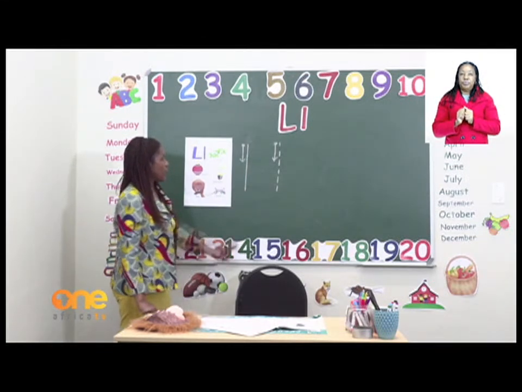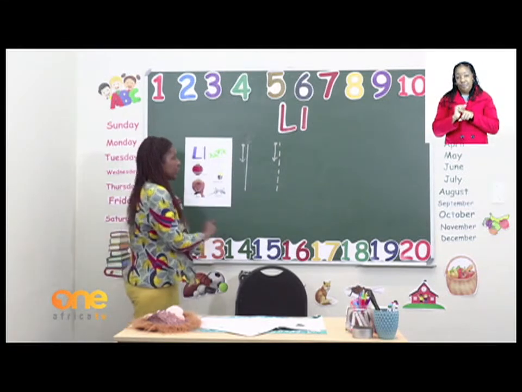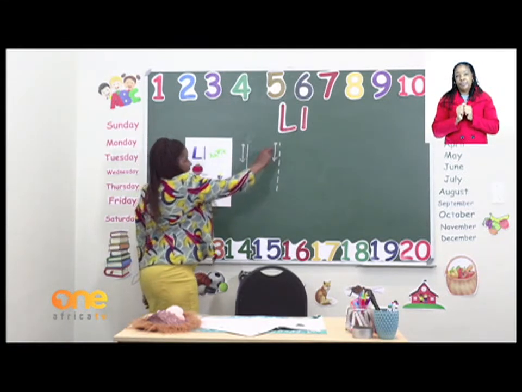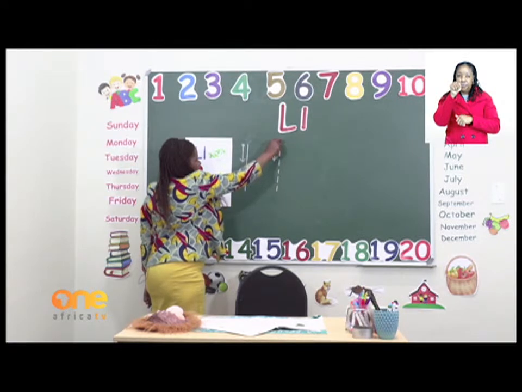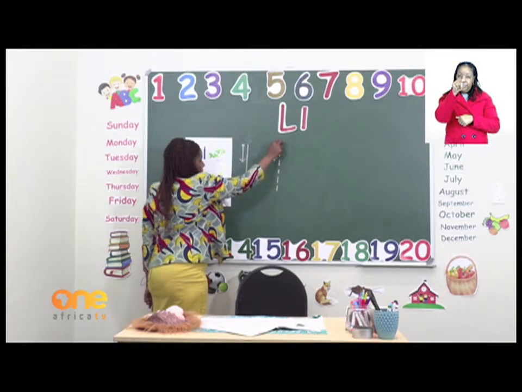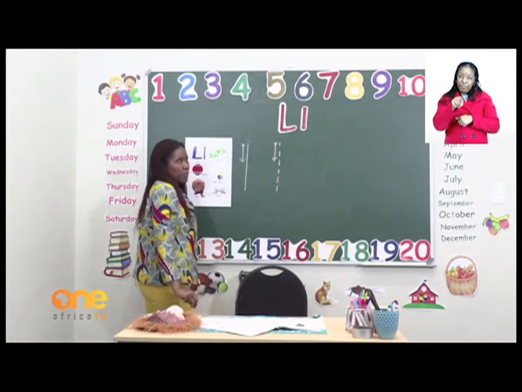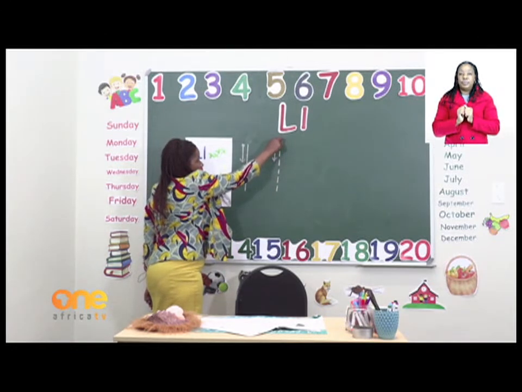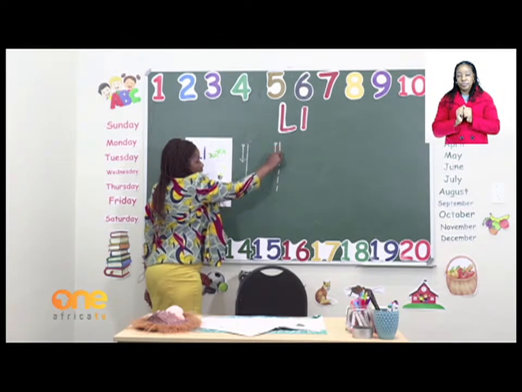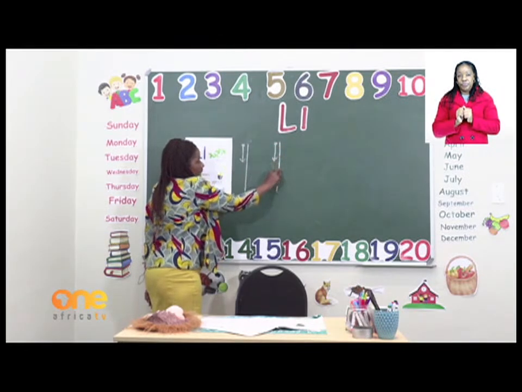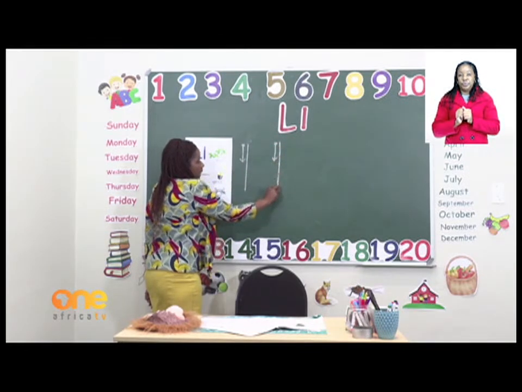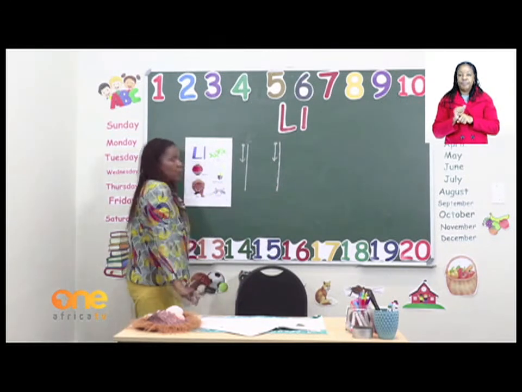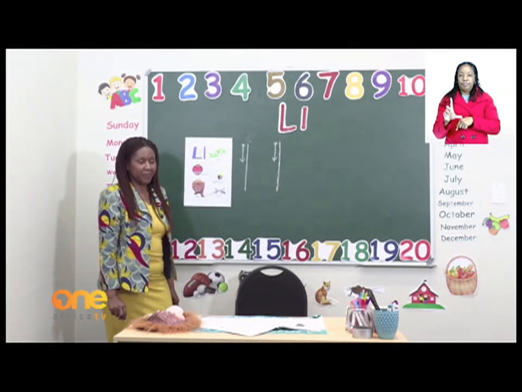Let's do it once more with the dotted lines on the next part of the board. We always start from the top as the arrow is showing us the directions. We will start from the top and we join the dots nicely and neatly all the way down. That's how we write letter L.